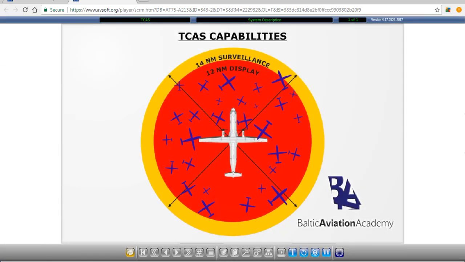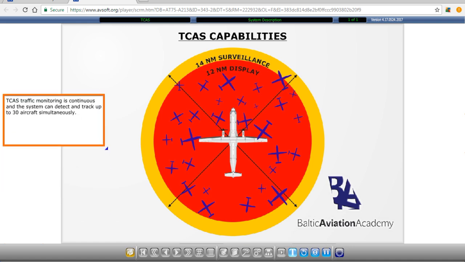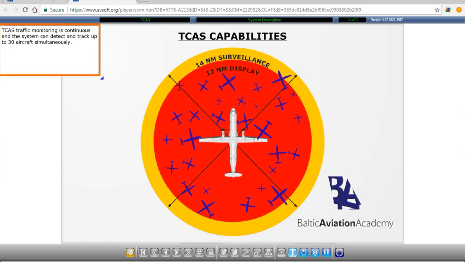TCAS traffic monitoring is continuous and the system can detect and track up to 30 aircraft simultaneously.